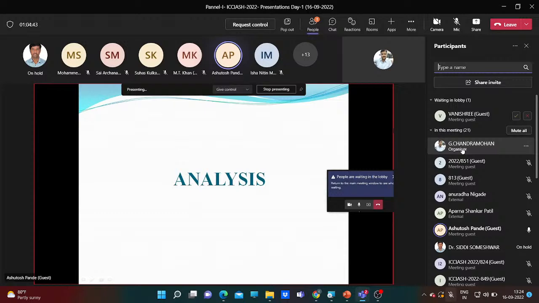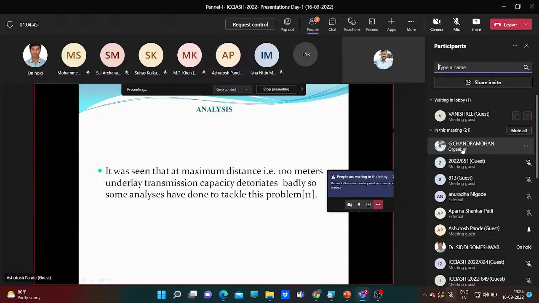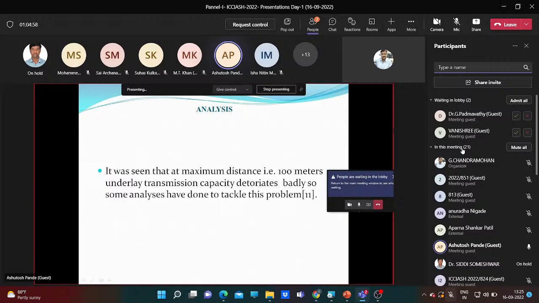Now we will do some analysis. It was seen that at maximum distance, that is 100 meters, underlay transmission capability deteriorates badly. So some analysis has been done to tackle this problem.